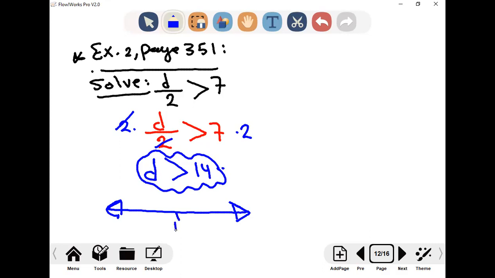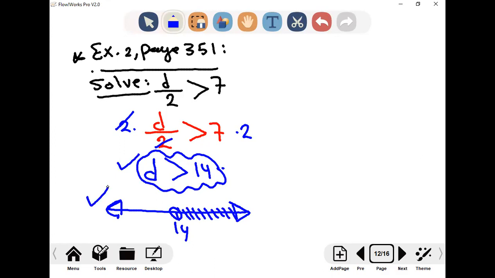So here we have 14. What will we do to graph? Good. Then how do we graph it? Open or closed circle on the number? Open circle, and we go to where? To the right. Now this is the solution. This is the graph of the solution.